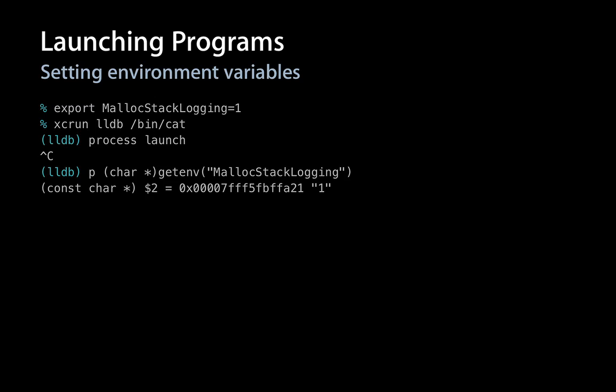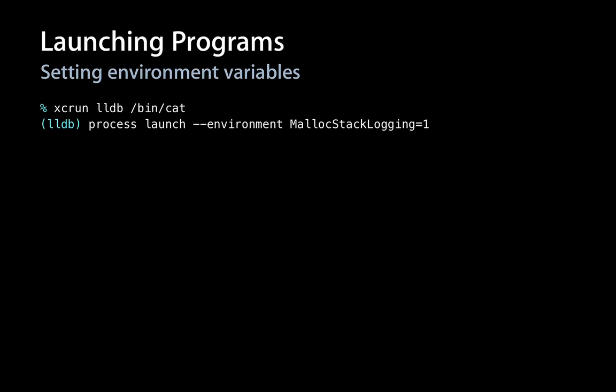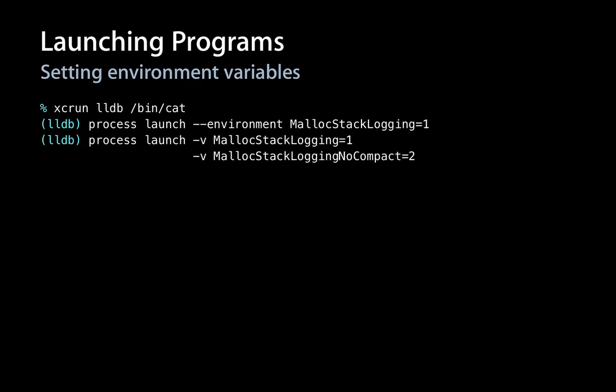So the way around this is to not set the environment variable in your shell, but just use the process launch command with the --environment option. We can use the short-style option and specify it more than once if we want to set more than one environment variable. This is a great way to ensure that the environment variables that you set only get set for the program that you want to debug.